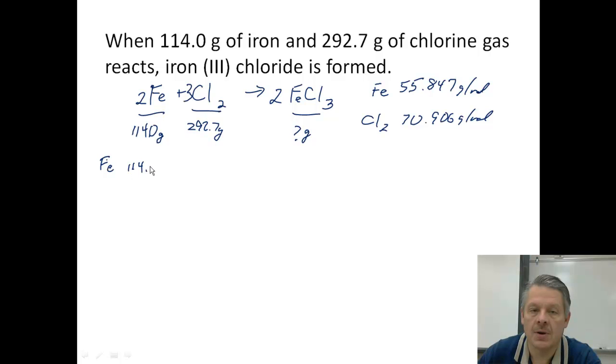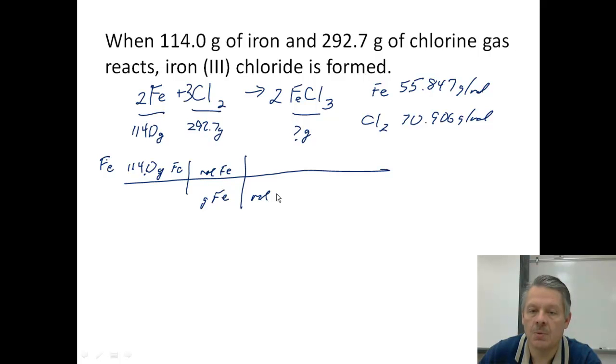Alright, so now we have to go through our stoichiometry problem twice, starting with our Fe. So we're going to say we have 114.0 grams of Fe, and we have to get rid of grams of Fe and go to moles of Fe. And then we have to get rid of moles of Fe. We have to go to moles of our target substance, which in our case is FeCl3. But we don't want moles of FeCl3. We want grams of FeCl3 because we want to figure out how much we actually made.